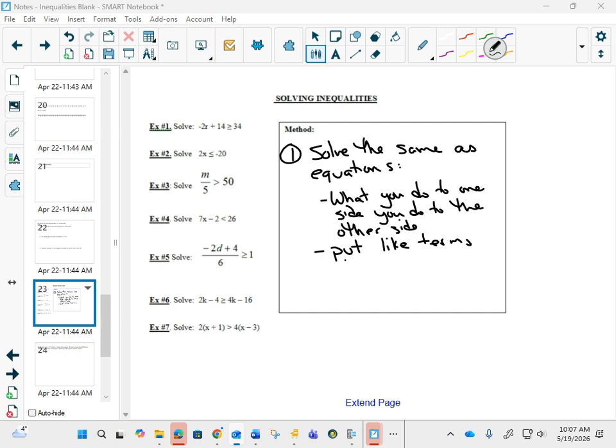Remember, we always put like terms together. If you had a 4 on one side and a 7 on the other side, then you'd want to put those together because they're like terms. What are other strategies? Oh, we had brackets.